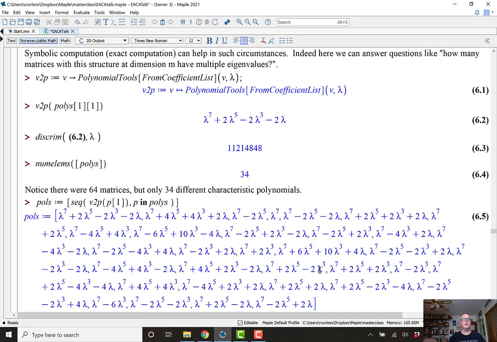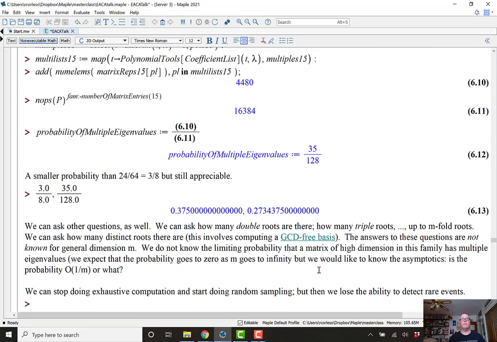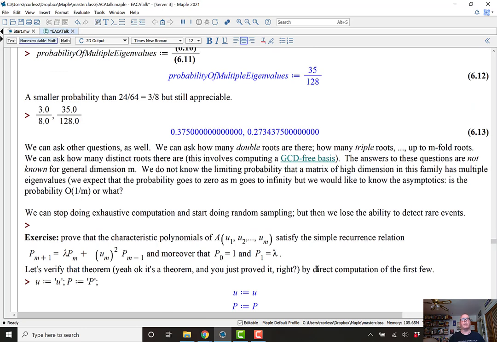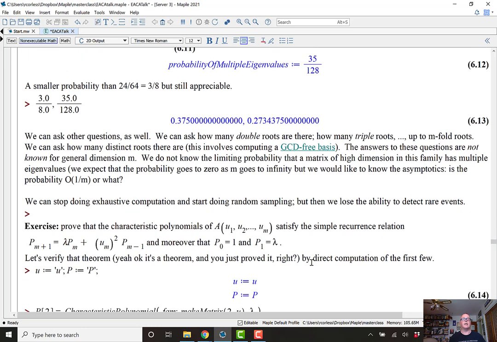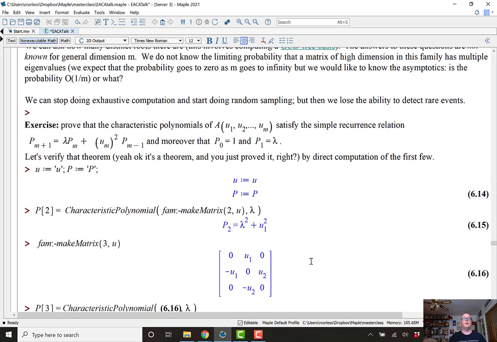And I'm going to skim over all of the computations with GCD and all of these other kinds of things to get to the place where we can start proving things. So one of the things you can prove is the characteristic polynomials of each of these matrices has a very simple form. So they satisfy the simple recurrence.